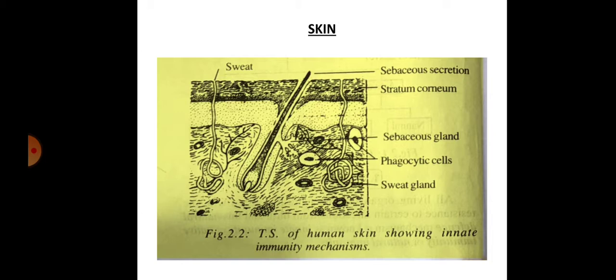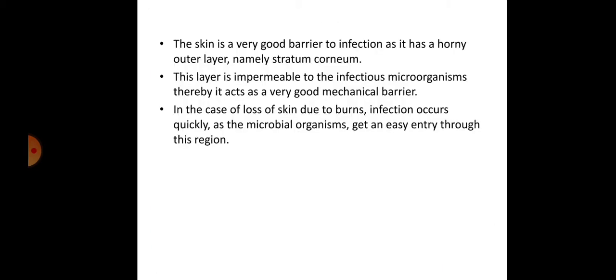The skin, you can see here, has a thick layer called the stratum corneum, and this gives protection against microorganisms. It prevents the entry of microorganisms into the body. Unless and until the skin is damaged, either by burns or by cuts, or when you fall and your skin is damaged. In those conditions, the microorganisms enter inside the body through these openings. So the skin protects us from infection.